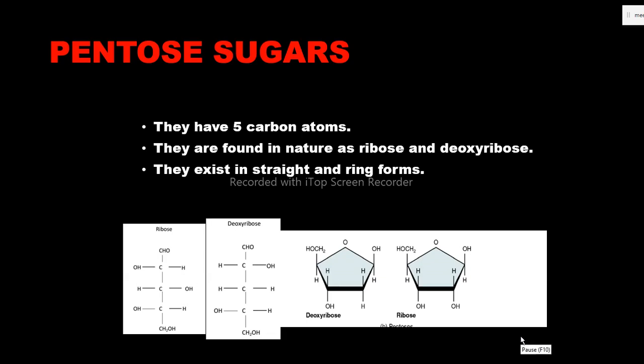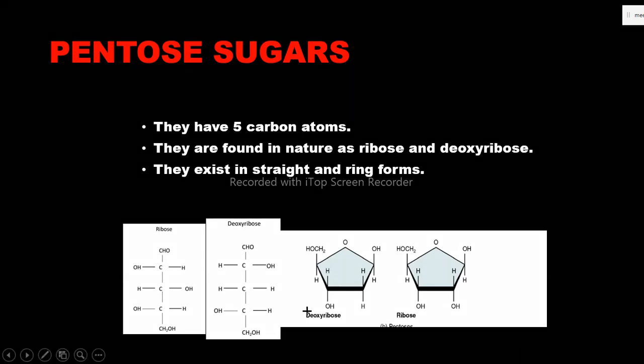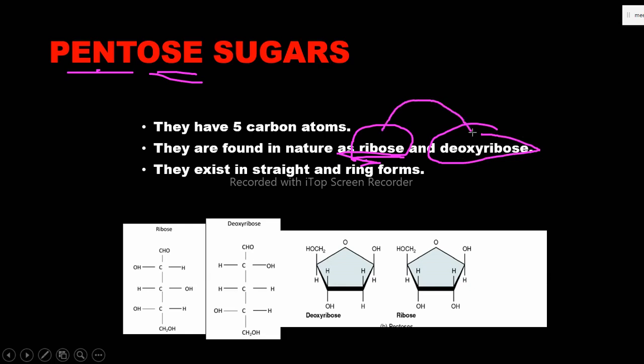Let me first talk to this person. Yeah, it's okay. I hope everything is now okay. So like I said, pent means 5, and -ose means sugar. So it is a sugar with 5 carbon atoms. We have 2 known examples, a ribose sugar and a deoxyribose sugar. These two have almost similar structure. However, the difference is on carbon number 2, as we are going to see.